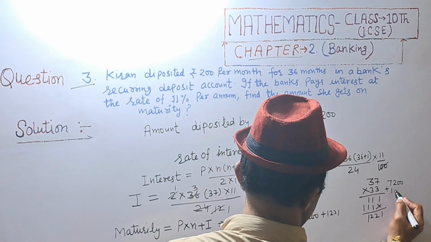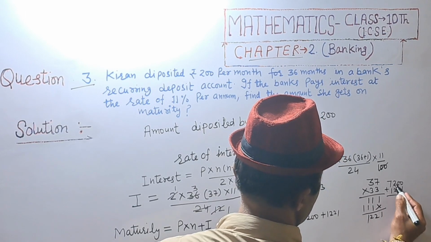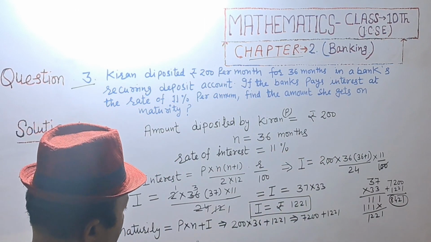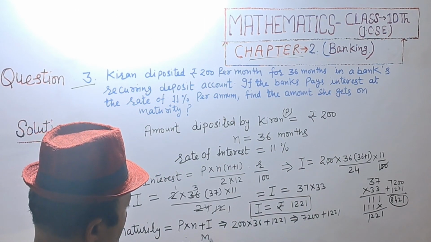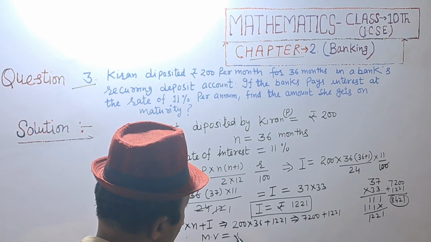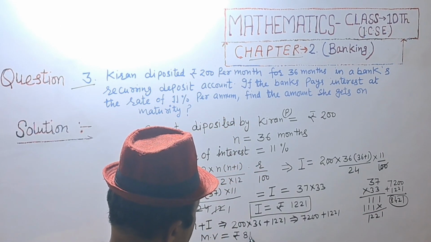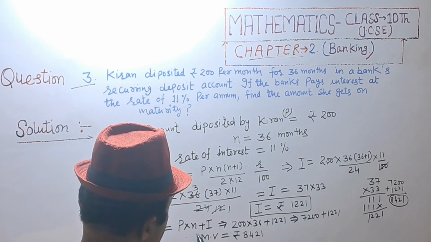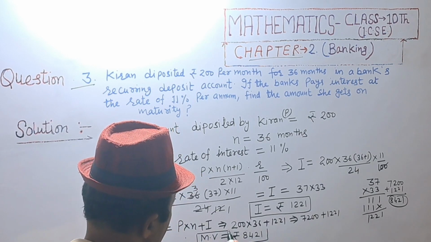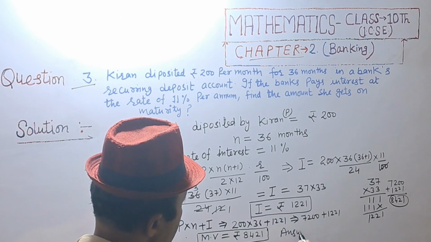7200 plus 1221, that is equal to 8421. So matured value is equal to rupees 8421. Answer.